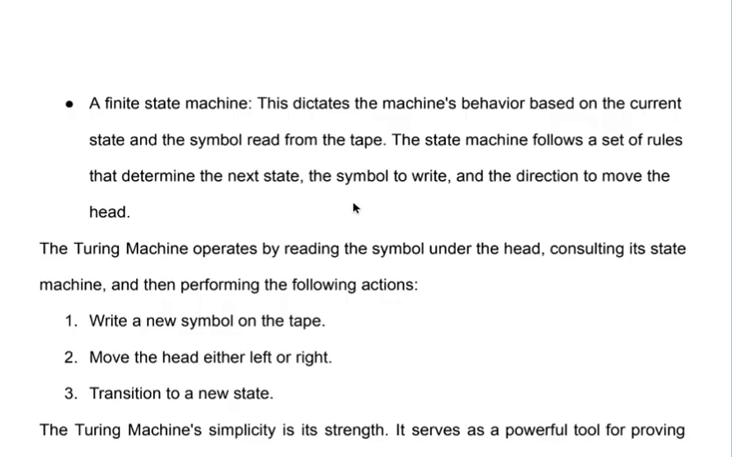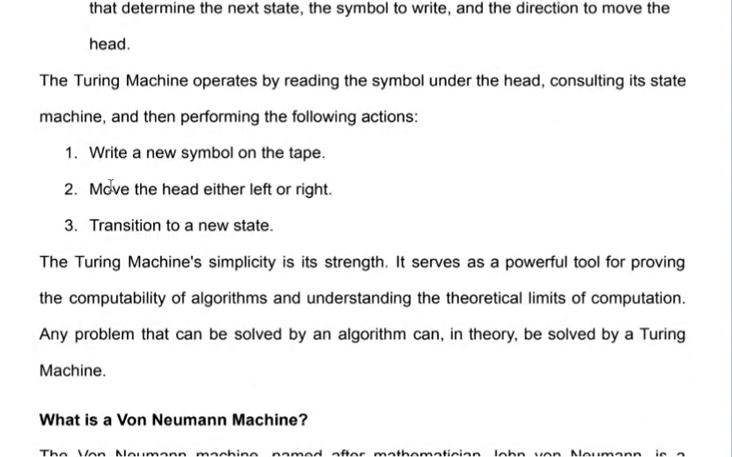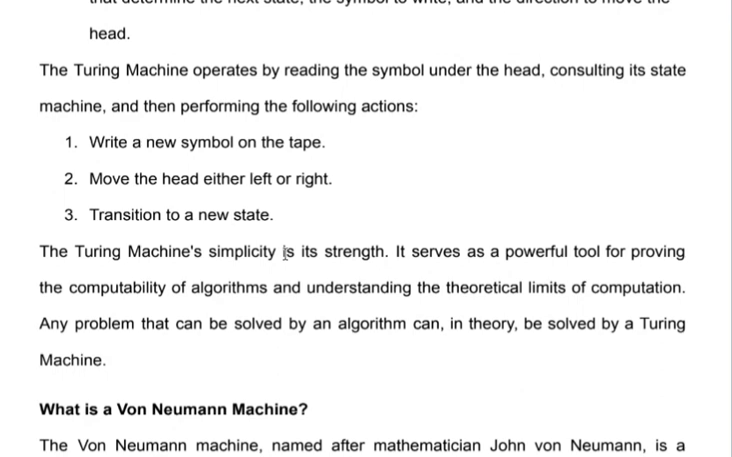The Turing machine operates by reading the symbol under the head, consulting its state machine, and then performing the following actions. Write a new symbol on the tape. Move the head either left or right. Transition to a new state. The Turing machine's simplicity is its strength. It serves as a powerful tool for proving the computability of algorithms and understanding the theoretical limits of computation. Any problem that can be solved by an algorithm can, in theory, be solved by a Turing machine.